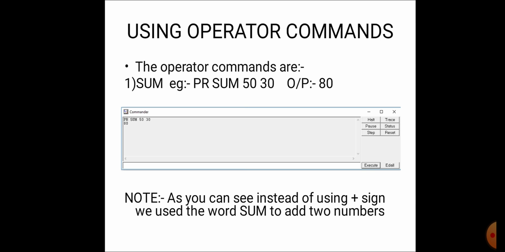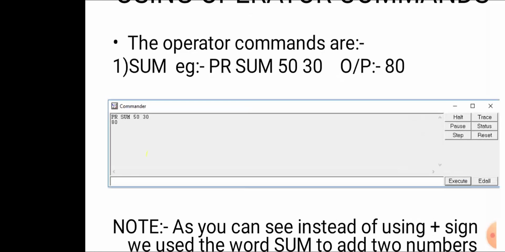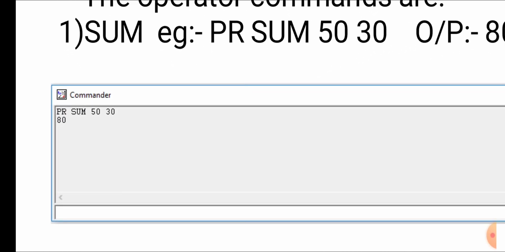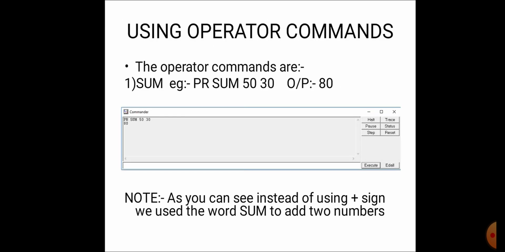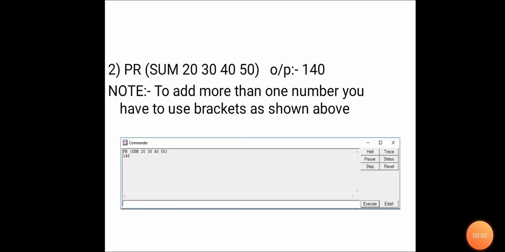For example, if you want to add two numbers, say 50 and 30, then write the command as pr space sum space 50 space 30. Logo will print 80 as the result in the recall list box. You need not write plus sign between two numbers. Write print space sum within the capital letters and then write the two numbers with a space in between.